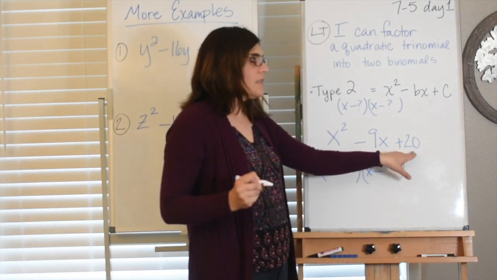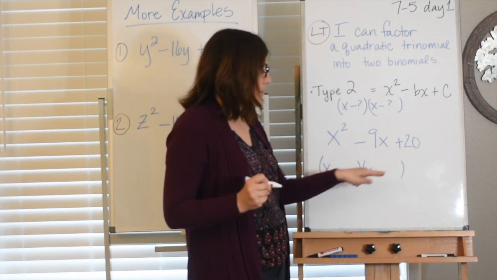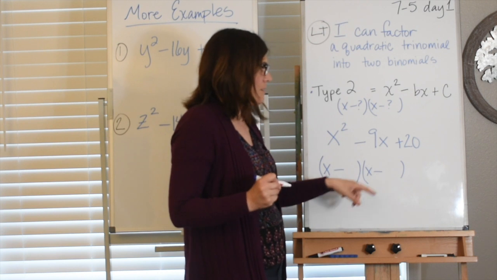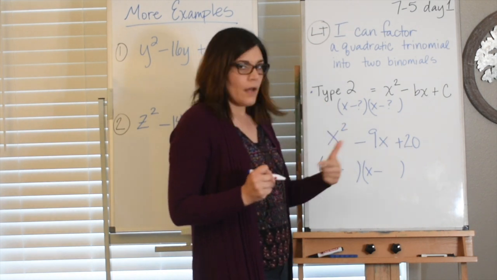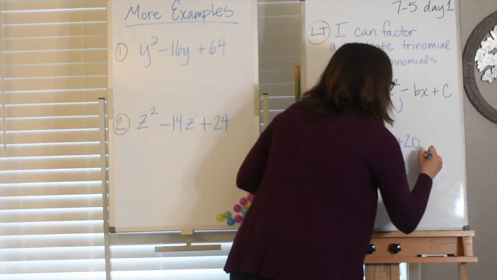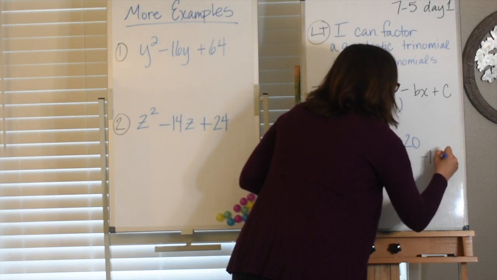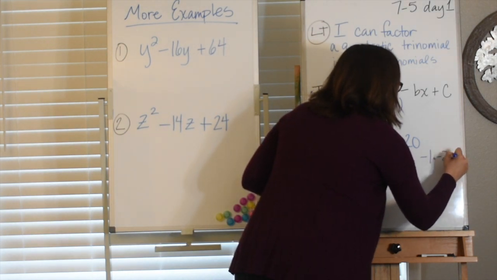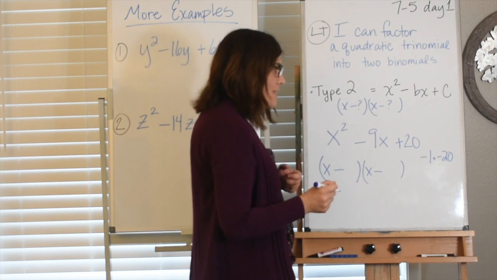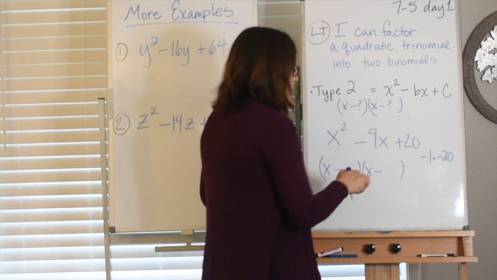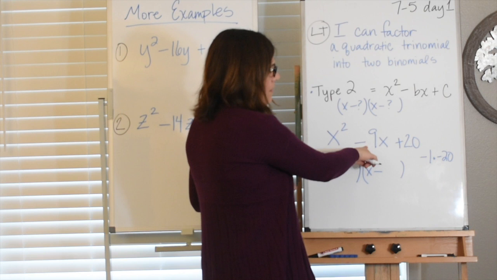And I'm going to start listing my factor pairs, and I'm going to keep in mind that it's negative. So negative 1 times negative 20 is positive 20. Okay, when I add those together, I get negative 21. So that is not negative 9.